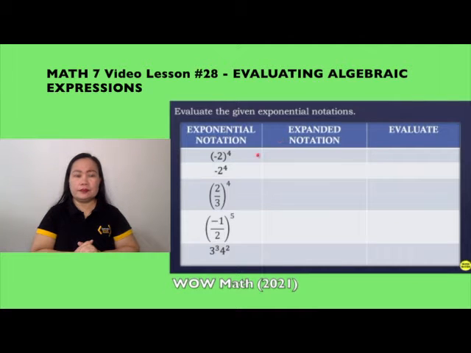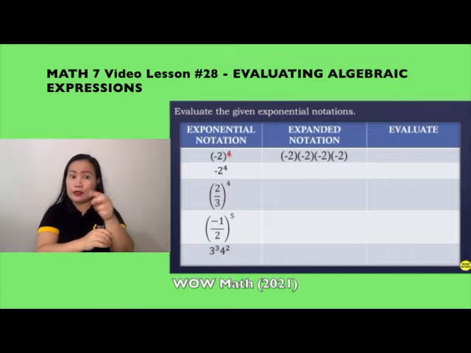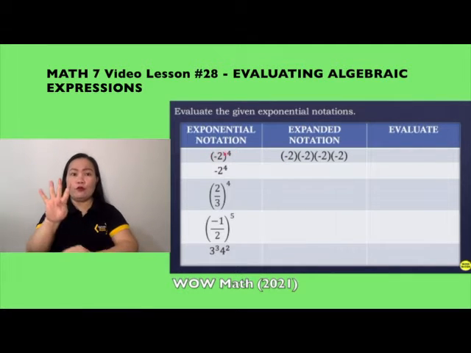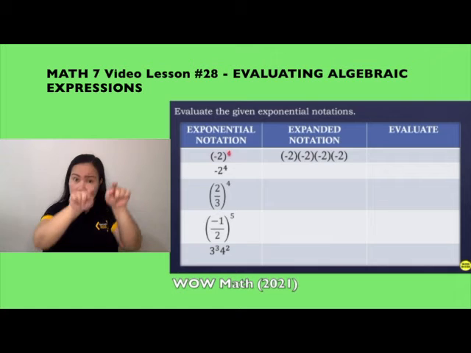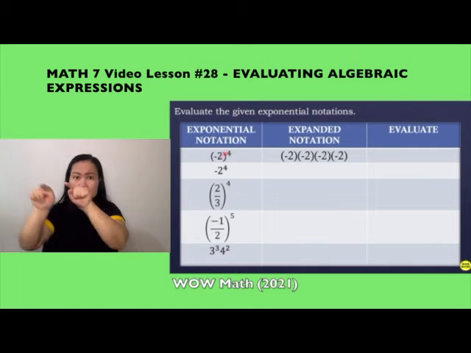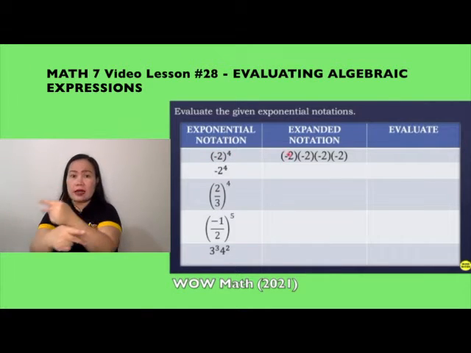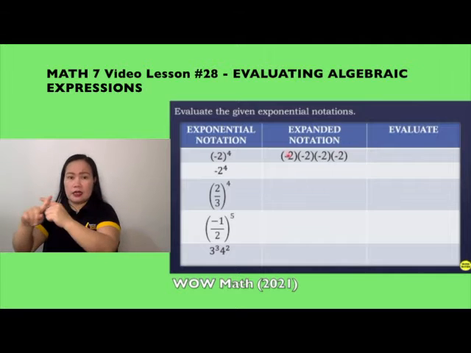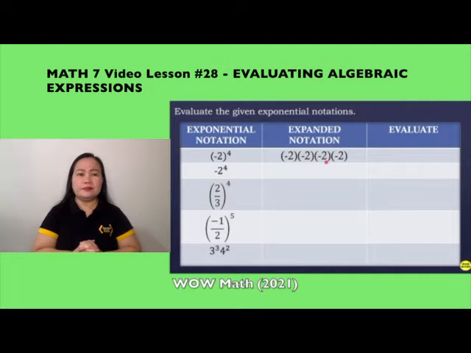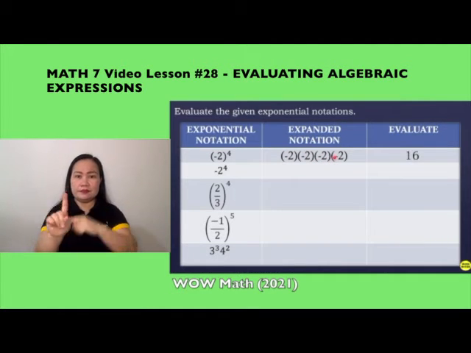So, expanded notation, pag in-expand natin ito, ibig sabihin 4 na 2. Since naka-enclose siya sa parenthesis, ibig sabihin yung i-multiply mo sa 4 o yung eta times mo by itself is negative 2. Kaya 4 na negative 2. So, negative 2 times negative 2 times negative 2 times negative 2, that is positive 16.